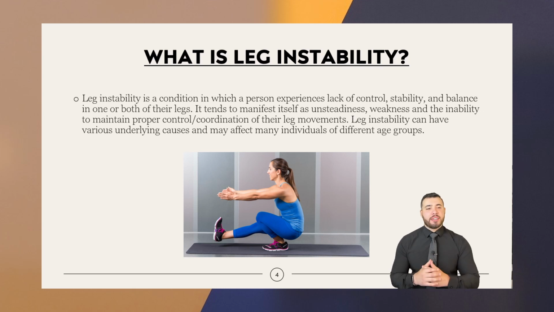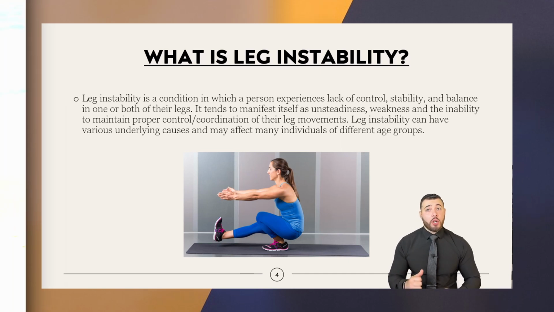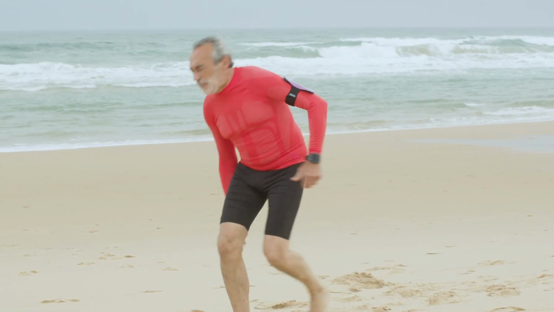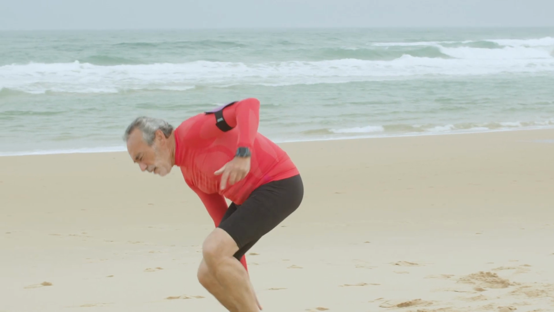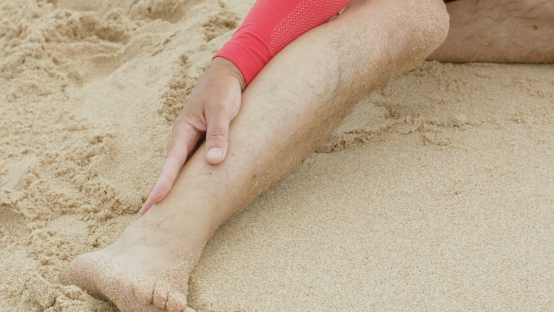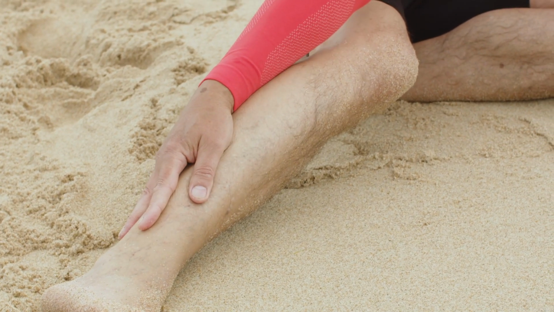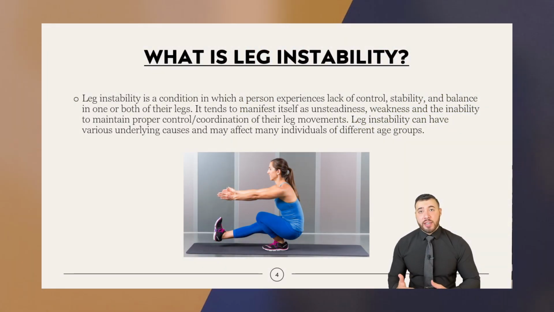So let's start off with, what is leg instability? Leg instability is a condition in which a person experiences lack of control, stability, and balance in one or both of their legs. It tends to manifest itself as unsteadiness, weakness, and the inability to maintain proper control or coordination of their leg movements. Leg instability can have various underlying causes and may affect many individuals of different age groups.